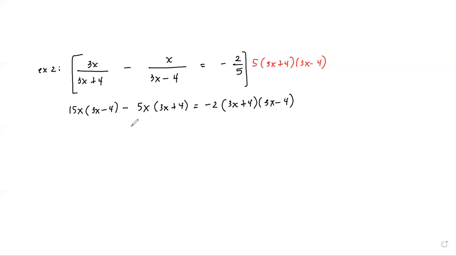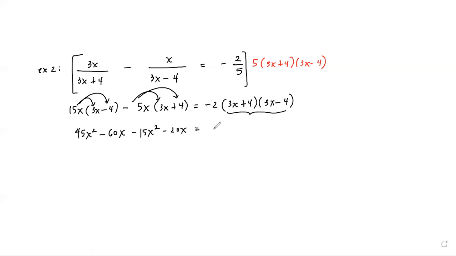And simplifying this equation, we distribute 15x, we distribute the negative 5x, we multiply these two factors and we multiply them by negative 2. So we get 45x squared. And then 15x times negative 4 is negative 60x. And the negative 5x times 3x is negative 15x squared. Negative 5x times positive 4 is negative 20x.